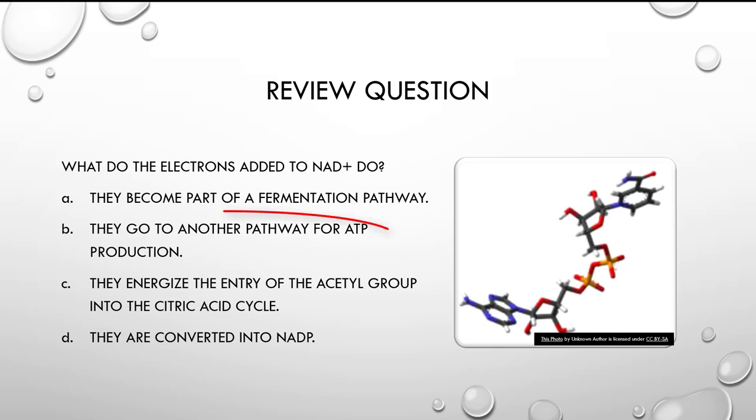If you chose B, I would agree with you. So remember, when we are reducing NAD+ to NADH, the NADH is an electron shuttle, and the electrons then travel to the electron transport chain, where they're going to be used for ATP production. So B is the correct answer.